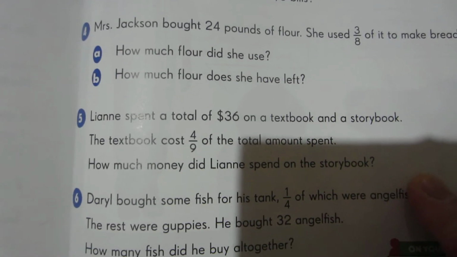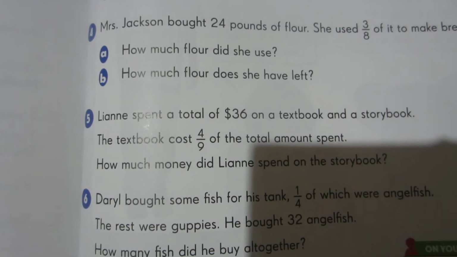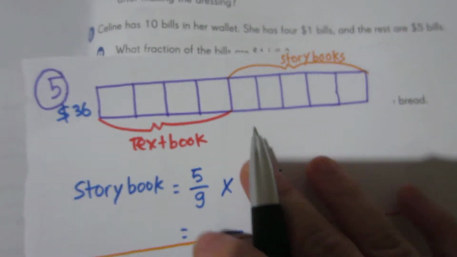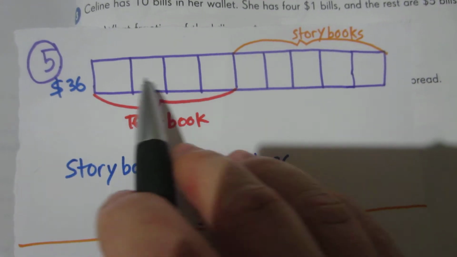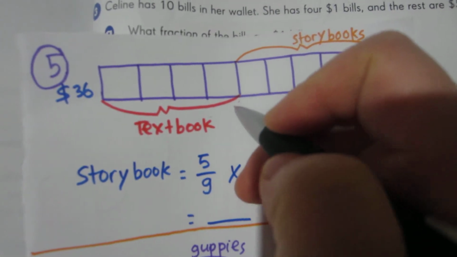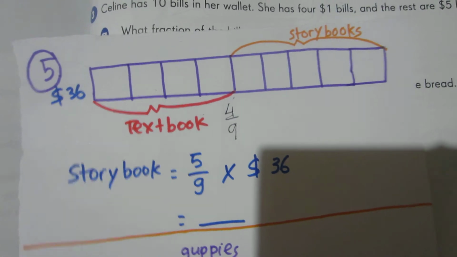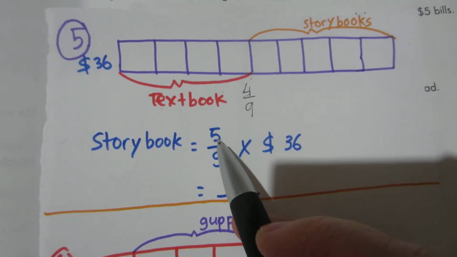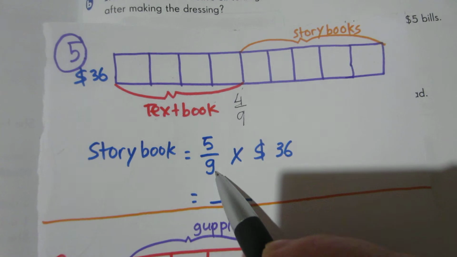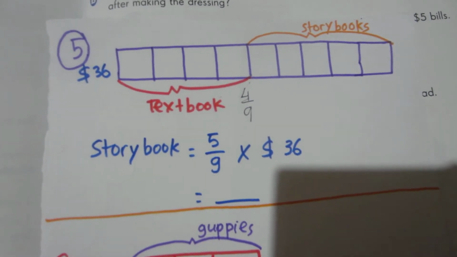Leanne spent a total of $36 on a textbook and a storybook. The textbook cost 4/9 of the total amount spent. How much did she spend on the storybook? So I divide this bar model into 9 and then I give 1, 2, 3, 4. 4 is for the textbook because the textbook is 4/9 and the fraction of the storybook is 5/9. The total is 36. So how much is it? You count it. Next, number 6.